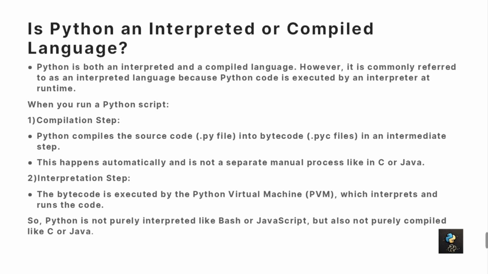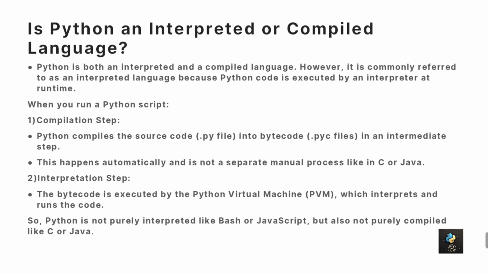Most candidates will say that Python is an interpreted language, but in reality Python is both an interpreted language as well as a compiled language, because when the Python script is executed, first it follows a compilation step. This is a hidden step, meaning whenever we run a .py file, it is converted into bytecode, that is a .pyc file, and automatically this happens. So we can say this is a hidden step.